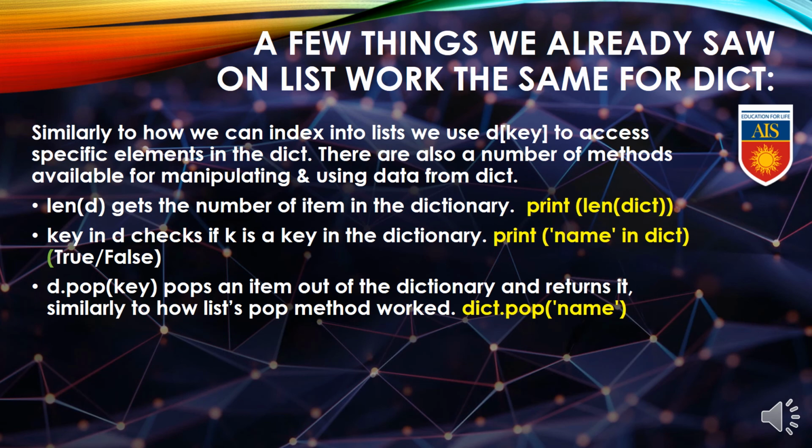key in d, where d means dictionary, checks if k is a key in the dictionary. Print name in dictionary. That means with the help of this we can check whether the name key is available in the dictionary, and the output will come either true or false. d.pop(key) pops an item out of the dictionary and returns it, similarly to how the list pop method works. So dictionary.pop name.